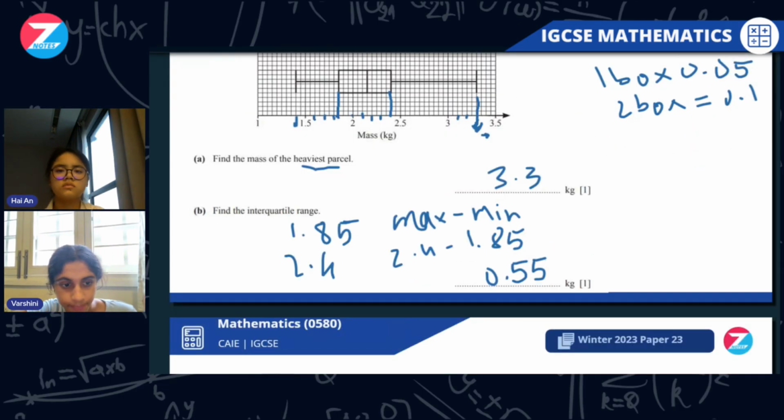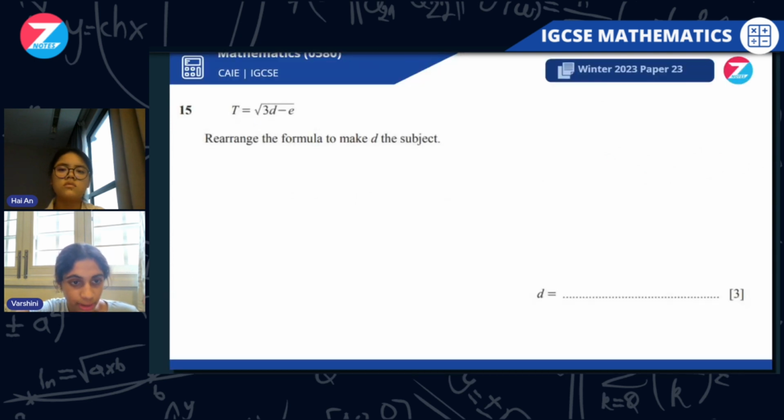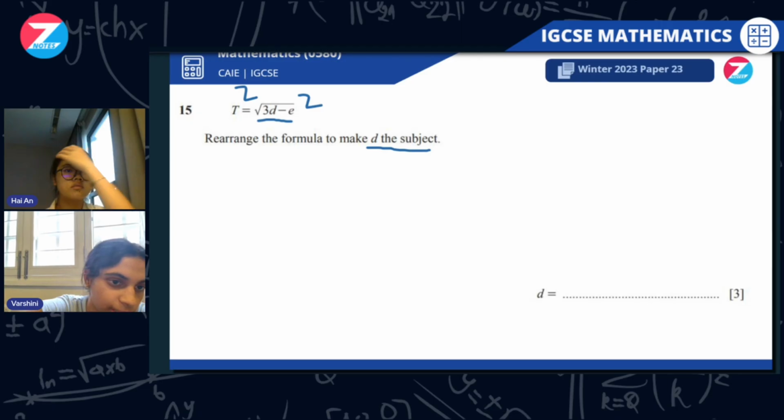Okay. Question 15. t equals root of 3d minus e. Rearrange the formula to make d the subject. Okay, so we want d the subject. So first, let's get rid of this annoying square root sign. How do we get rid of square root? We square both sides. So that means the square root is going to go away.